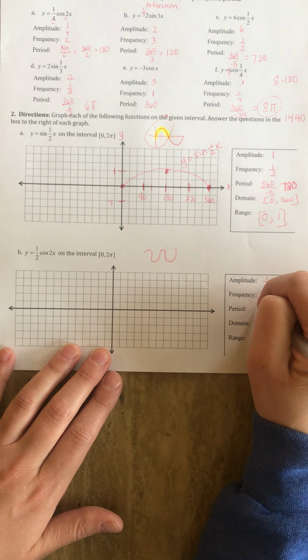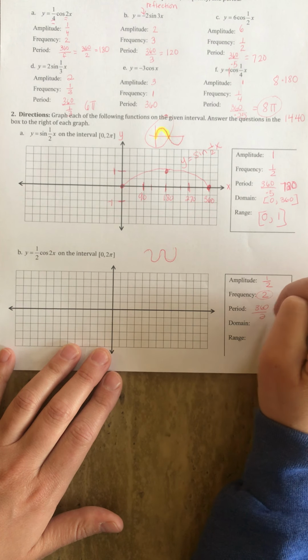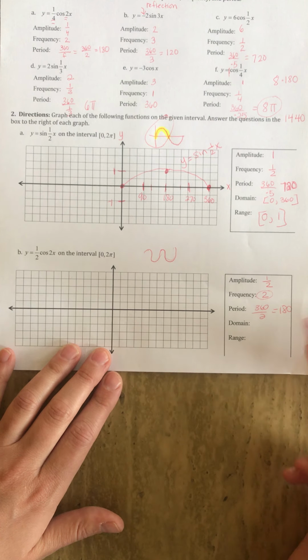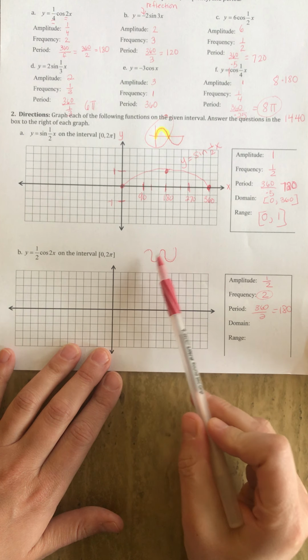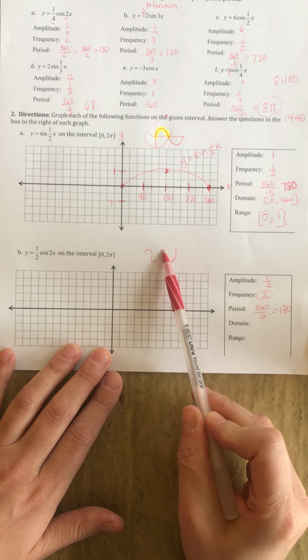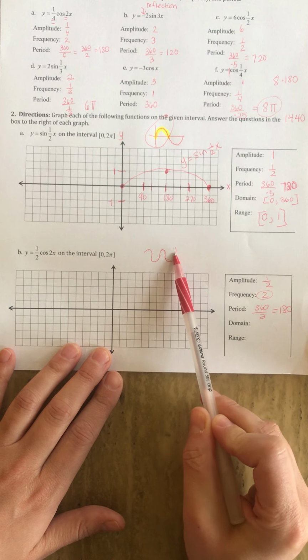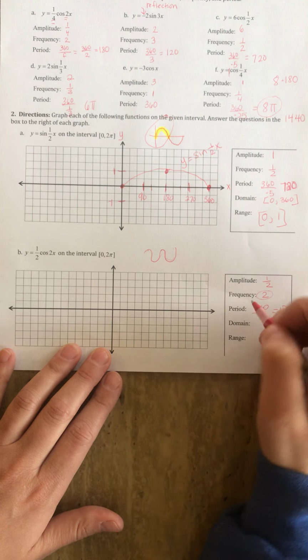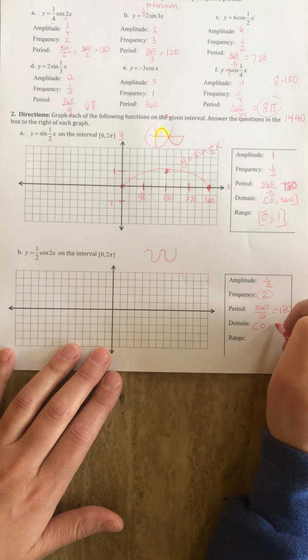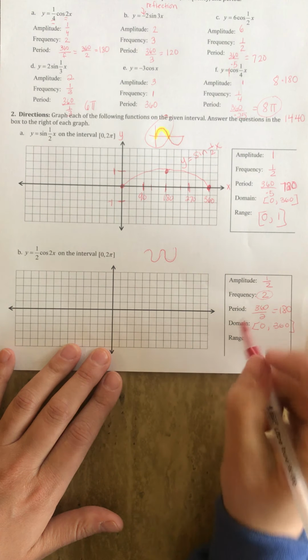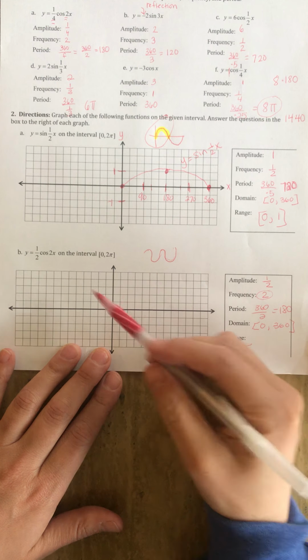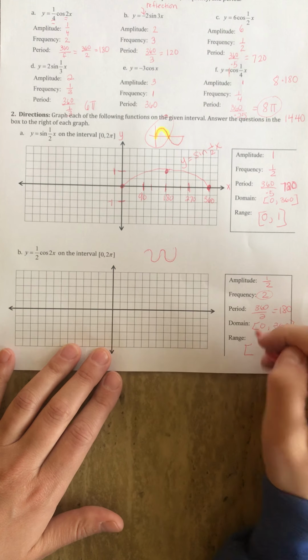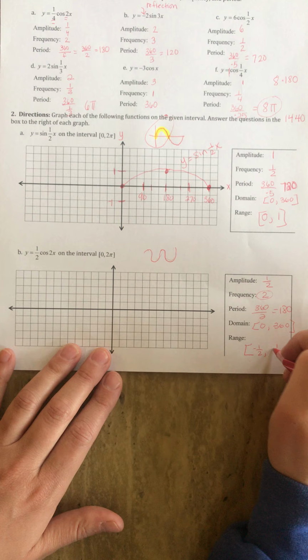The period is 360 divided by 2, which is 180. So that means you're going to see one of those from 0 to 180, and from 180 to 360, you're going to see that second cycle. We already know what our domain and range is. The domain is from 0 to 360, and the range is the lowest point, which is going to be -1/2 to +1/2.